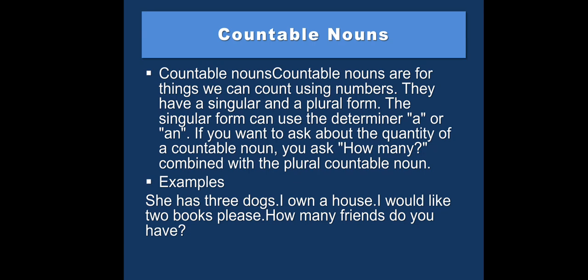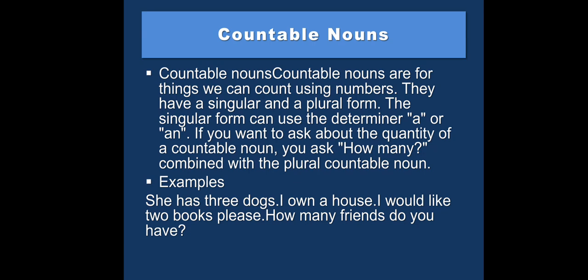If you want to ask about the quantity of a countable noun, you ask the question how many. You need to know the exact quantity combined with the plural countable noun. Examples: she has 3 dogs. I can convert it into a question. How many dogs does she have?